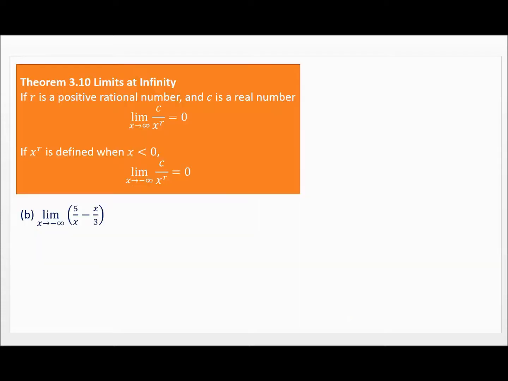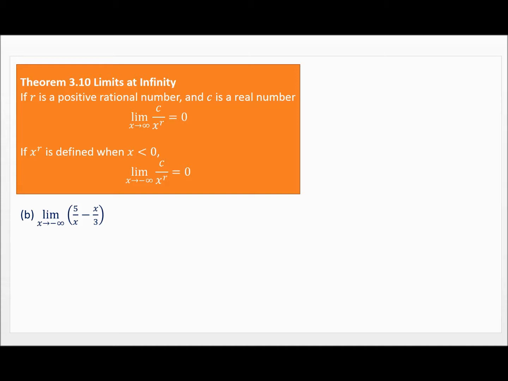Now here's a theorem that'll come in handy. If r is a positive rational number, okay, so r is positive and it is a fraction, not just any old real number, but it's a rational number, so it's a fraction. Could be an integer as well. And c is also a real number, it doesn't have to be a fraction, then the limit as x goes to infinity of c over x to the r is equal to 0.